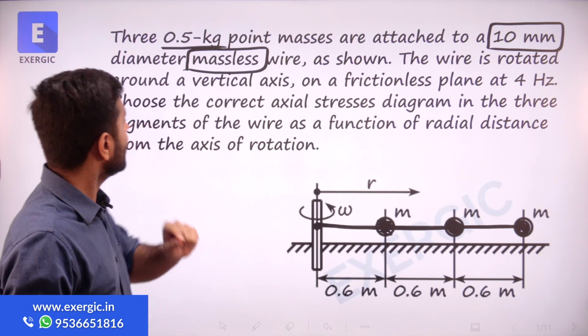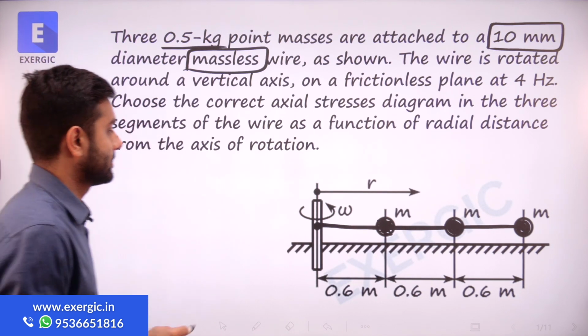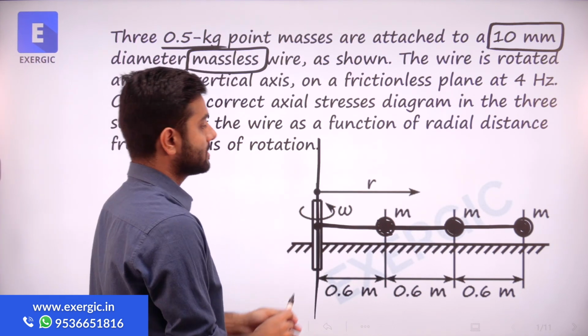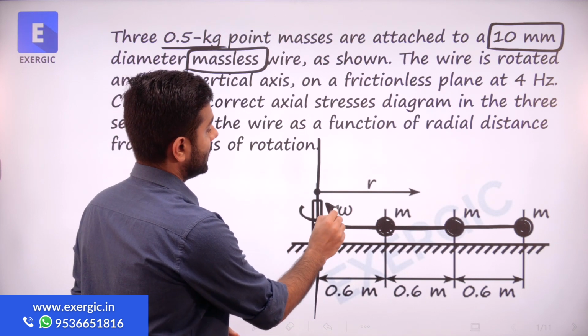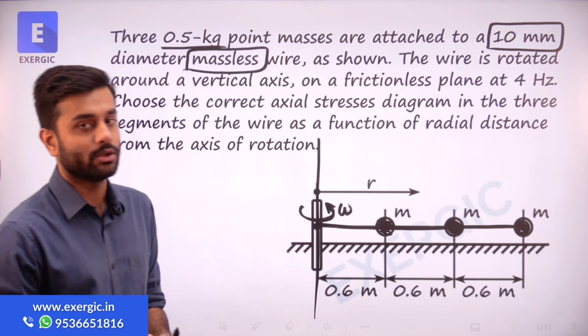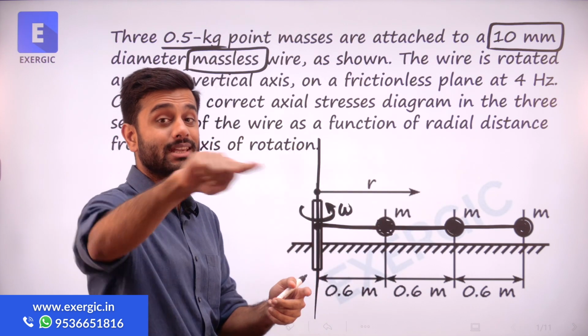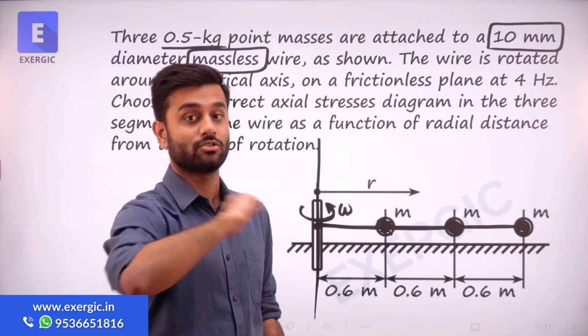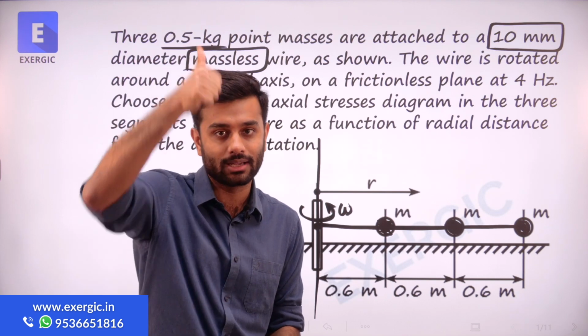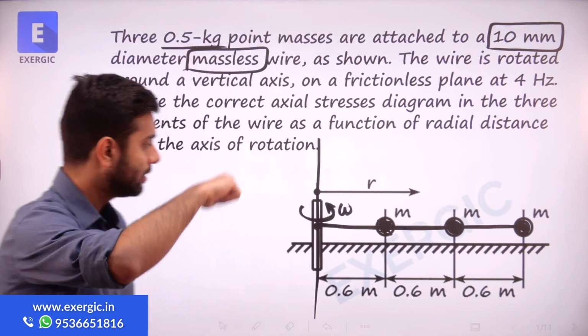The wire is rotated around a vertical axis. So if this is the vertical axis and this is given, the wire is given an angular velocity omega, right? It is rotated about that vertical axis, right? So it is rotating in the horizontal plane. So we can say it is rotating about the vertical axis. Right hand thumb rule, right?